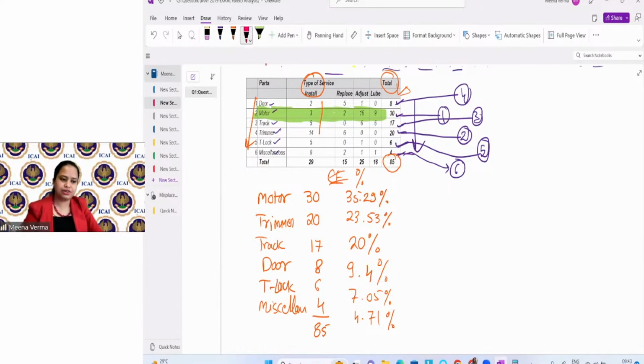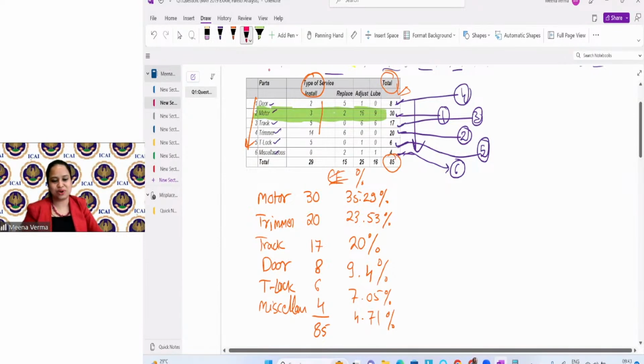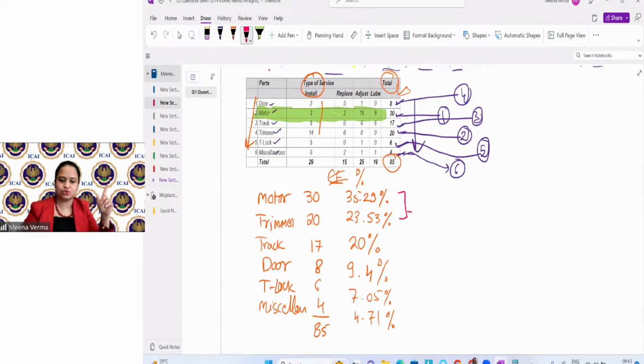Then just check. Now, cumulative of this is required, right? To know when it will reach 80%. So add these two values, see what it is coming to.